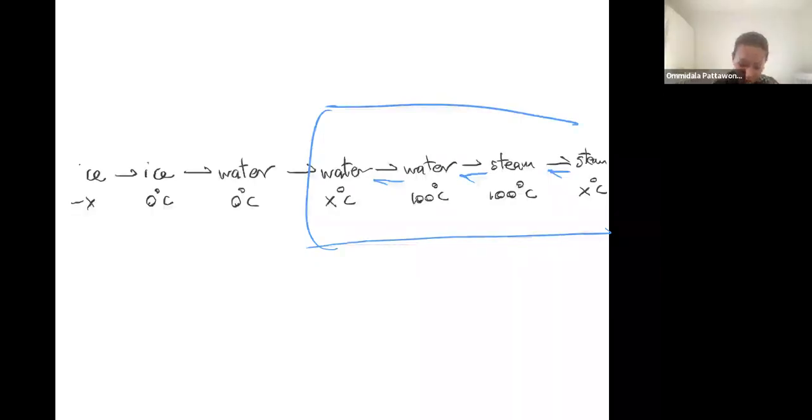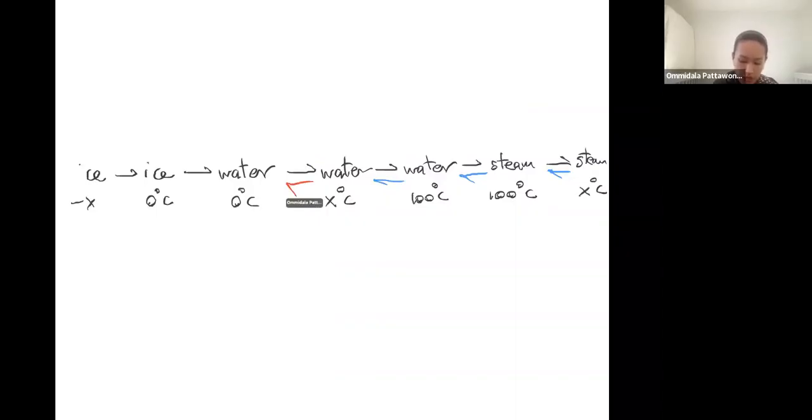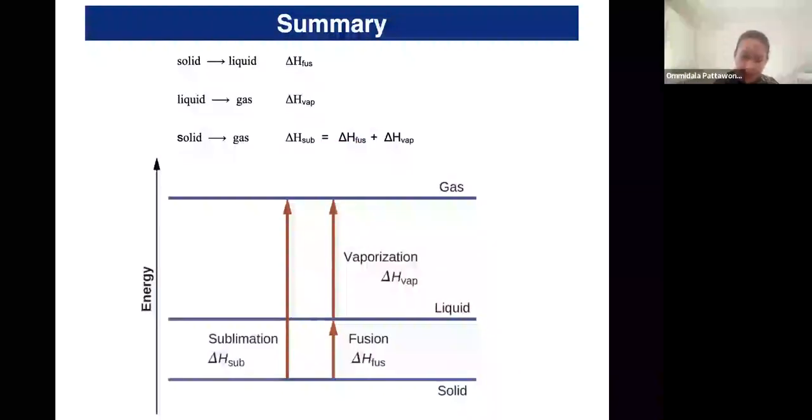Or sometimes you are going to be asked to calculate the heat involved with going from a certain degree of water to a certain degree of ice. The process is still going to be the same, except the sign of the heat would be negative in this case. So you are going to see the type of calculation is going to be within this context, going from ice to water to steam, and vice versa.